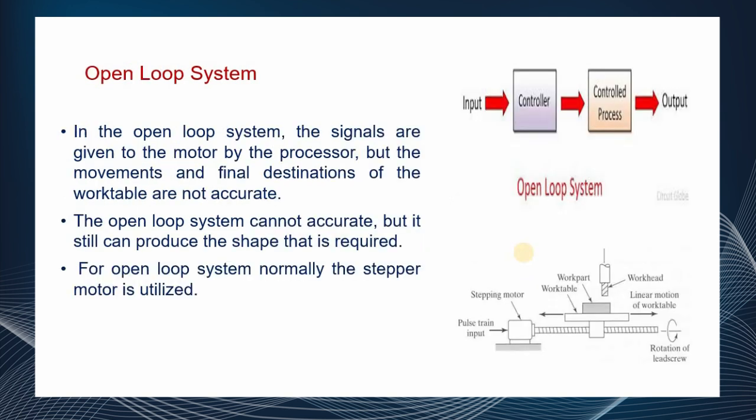In the open loop system, the signals are given to the motor by the processor, but the movements and final destination of the work table are not accurate. This figure shows the open loop system. The input is transferred to the controller, which controls the process, and then the output. There is no feedback system included in the open loop system. So the open loop system cannot be accurate, but it can still produce the required shape. For the open loop system, normally a stepper motor is utilized.